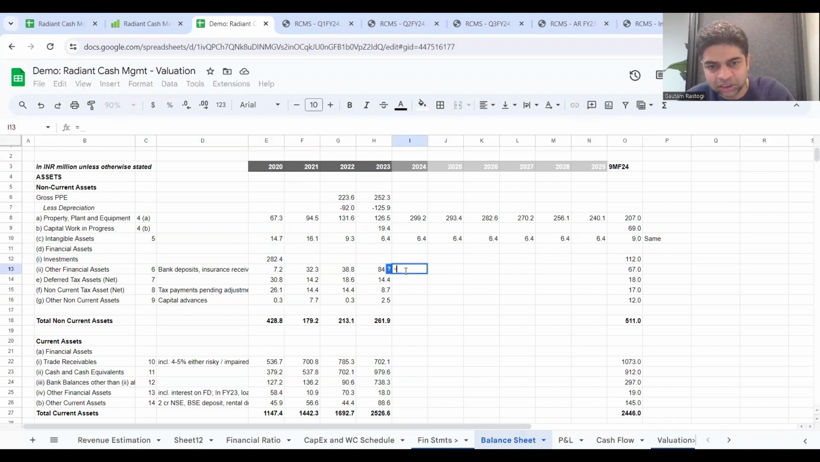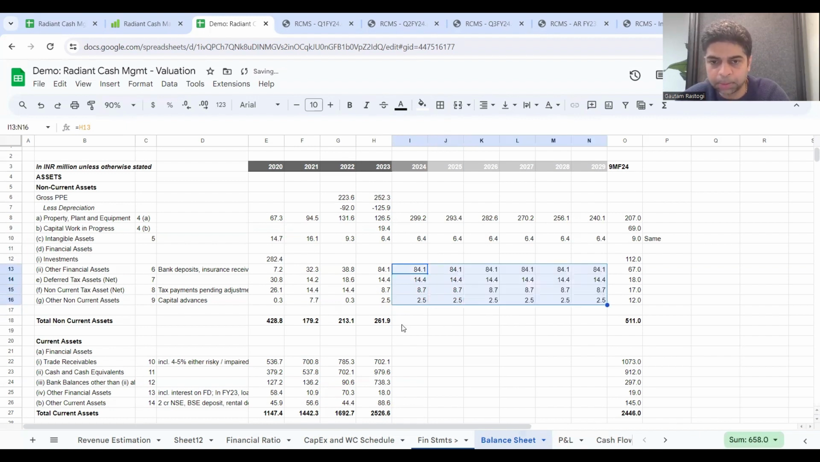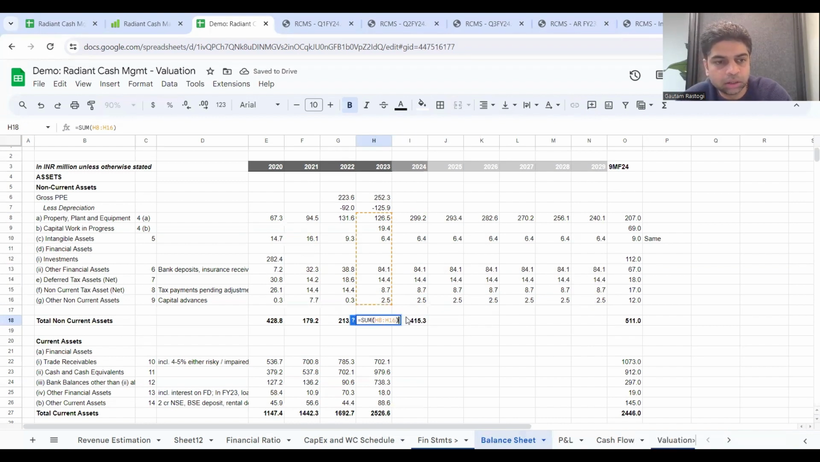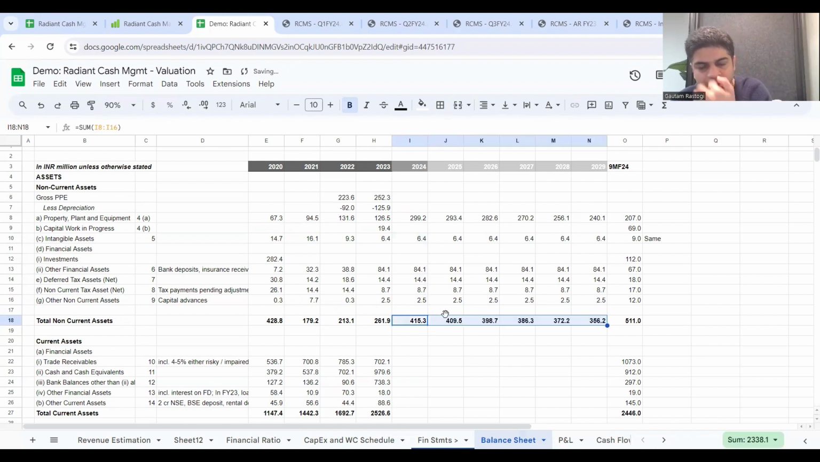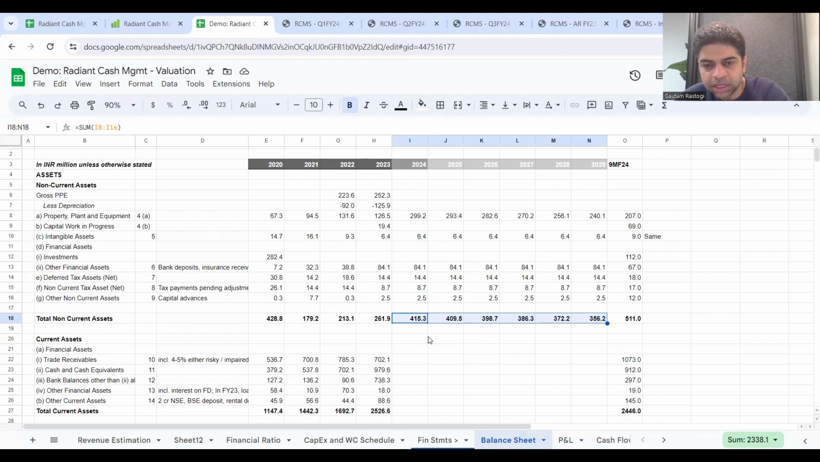Any which ways, so let me just reuse these पुराने numbers. If you want, you can always model them based upon the revenue. Okay, so in fact, that is what you should do. But I'm just trying to make it simple for us right now. Okay, so the total non-current assets for us is the sum total of all of these. So let me do that. तो ये हमारा total non-current assets हो गया. All right.